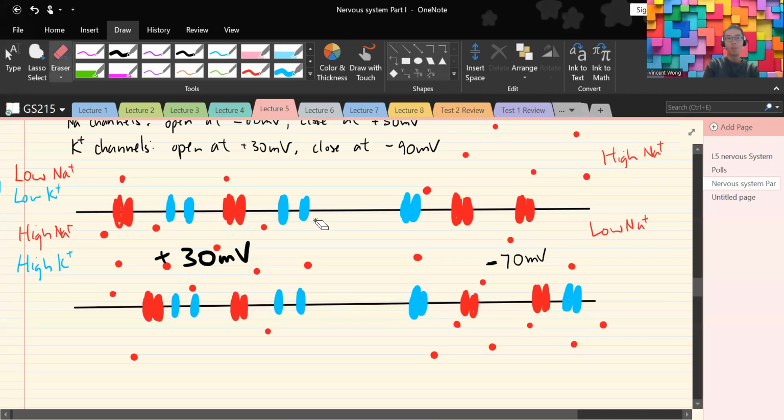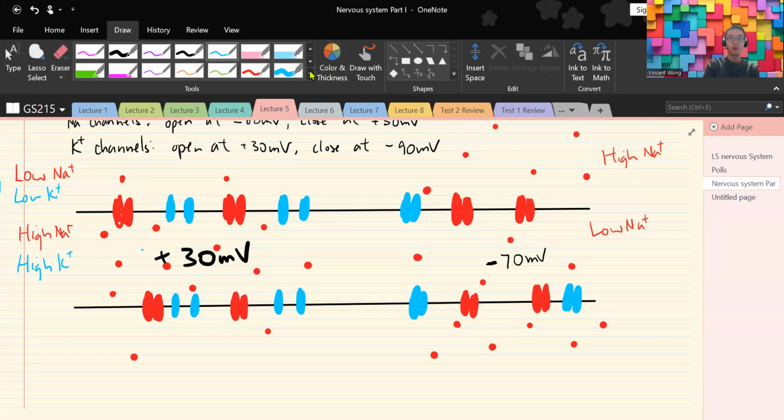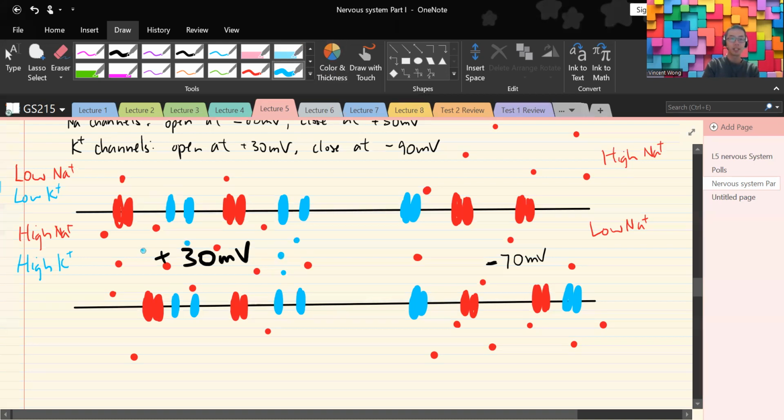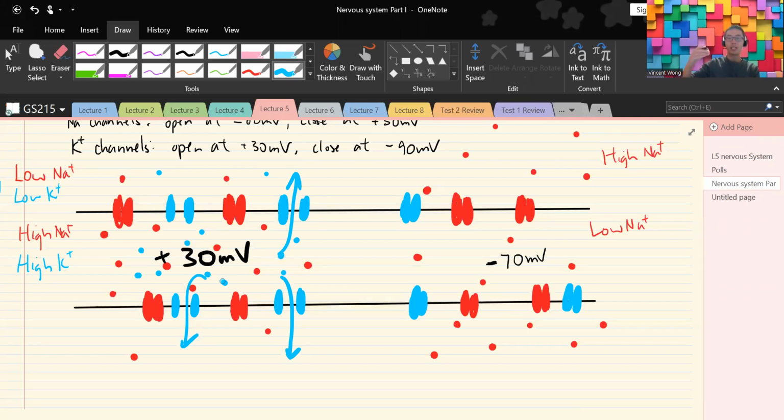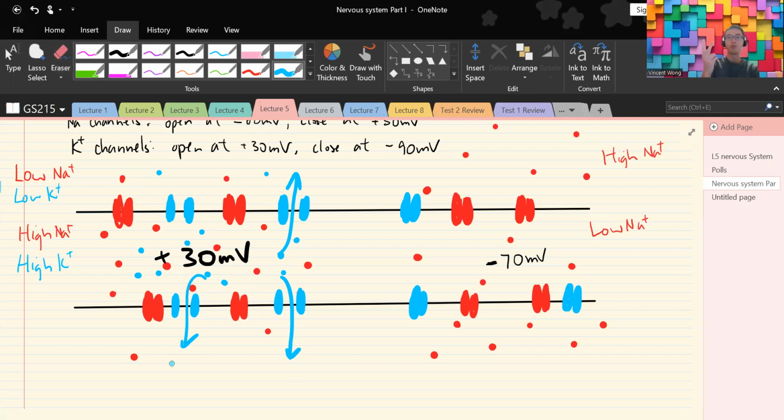But as soon as we open these potassium channels, the potassium will start to leave. We have all this potassium very concentrated on the inside, and they will all start to leave. As the potassium is leaving, you will once again start to decrease your membrane potential because you're losing positive charges. And these potassium really want to leave for two reasons.